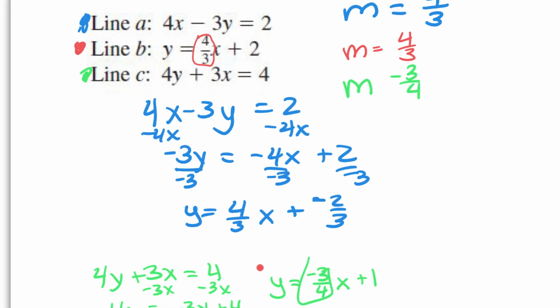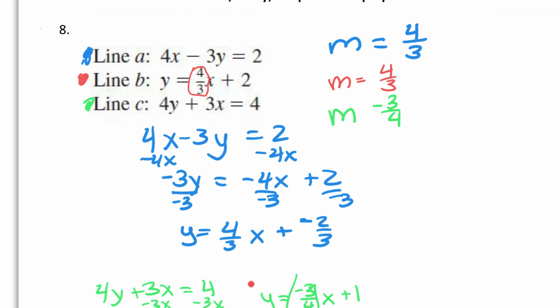So which ones are parallel? Which ones are perpendicular? So my line A, my line B, and my line C. So line A is parallel to line B.